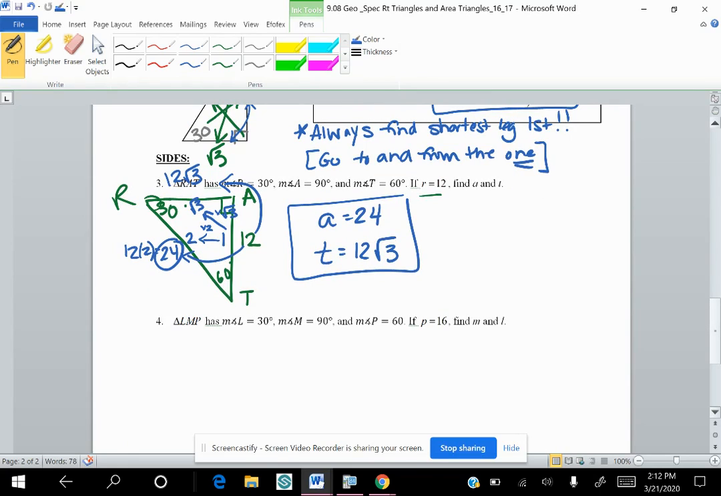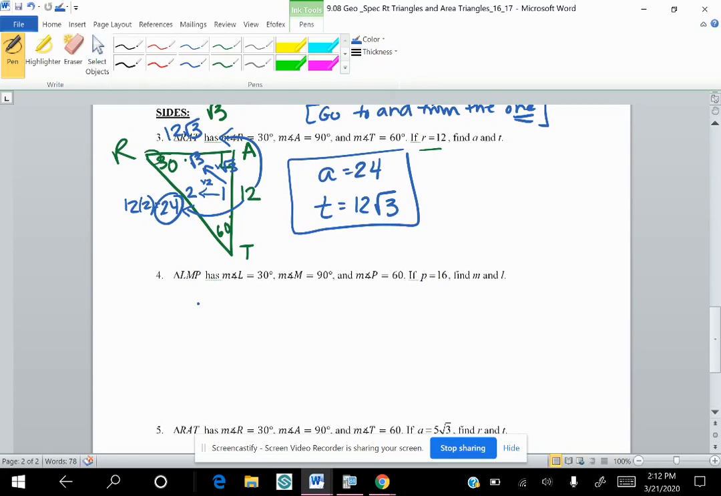All right, let's try number 4. Triangle LMP. So I'm going to draw it this way this time. So L is 30, M is 90, and P is 60. Lowercase p is 16, so I'm going to put that over here. Find sides M and L. So on the inside of the triangle, I want to write my ratio. So across from the 30 is a 1. Across from the 60, rad 3, and across from the 90 is a 2.